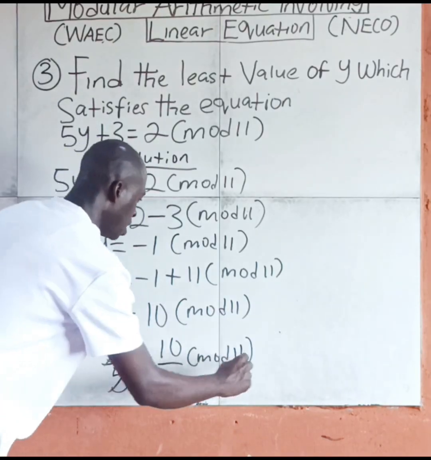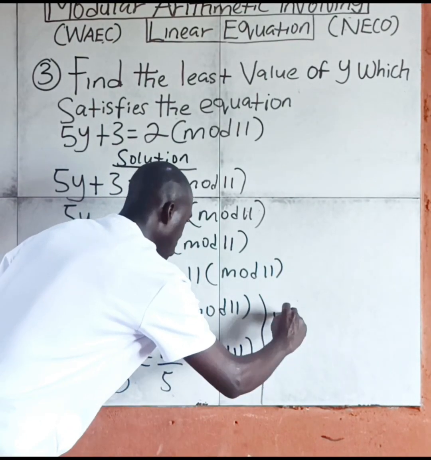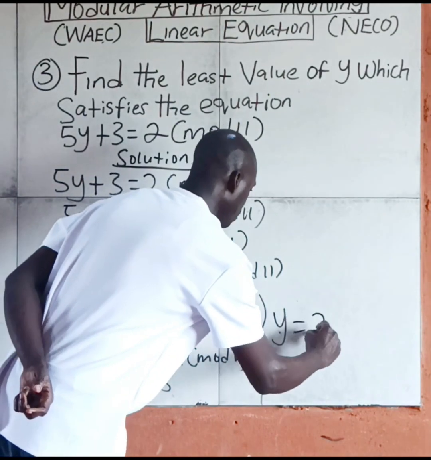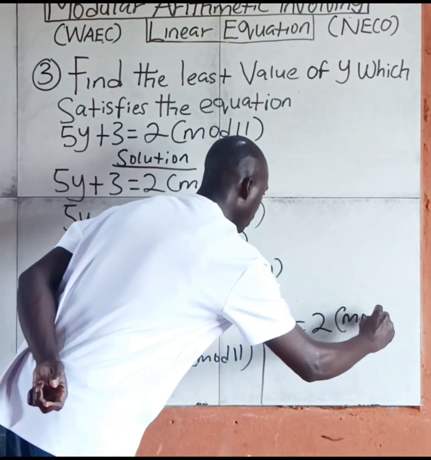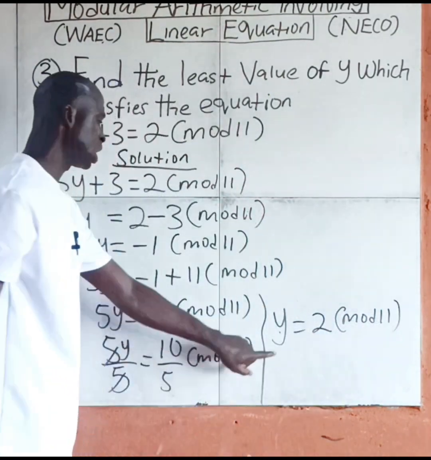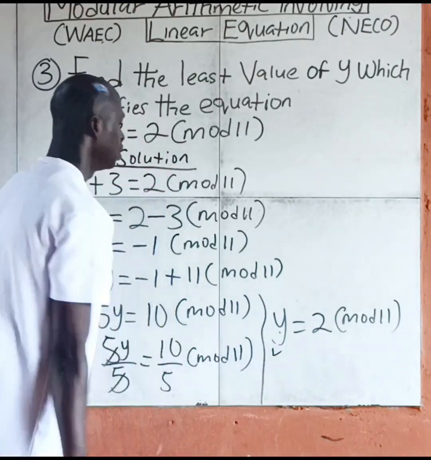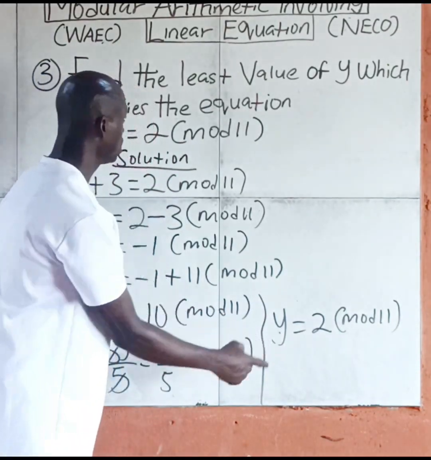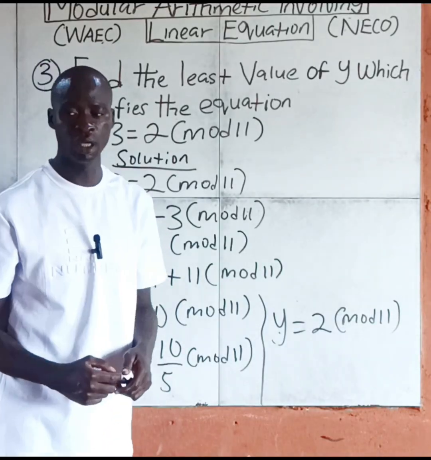So my final answer is going to be y is equal to 10 divided by 5, which gives me 2. And this will be my final answer: 2 mod 11. So you can clearly see for yourself, this is our final answer. So that's it for question 3.